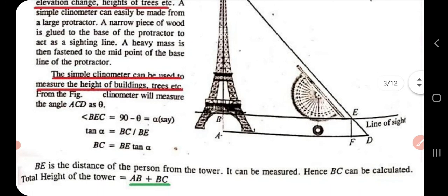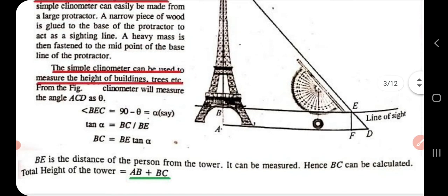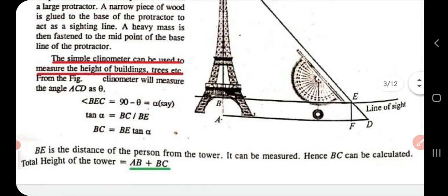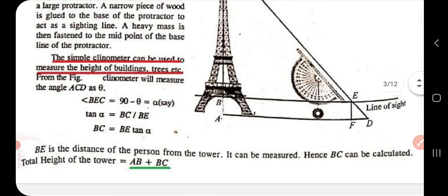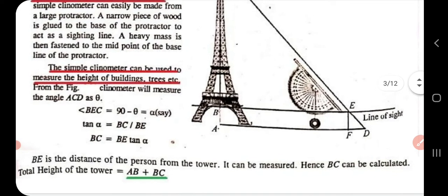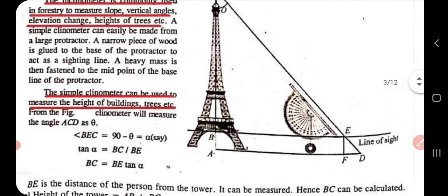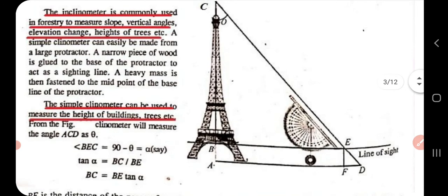Now let us see how a clinometer is used to measure height of buildings, trees, etc. From this figure, the clinometer will measure the angle ACD. Here the angle ACD is marked as theta. You can see that in the figure. If angle ACD is theta, then what will be angle BEC? Definitely it will be 90 minus theta. Let us denote that 90 minus theta as alpha.